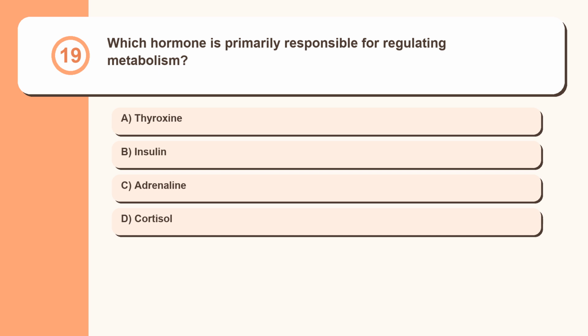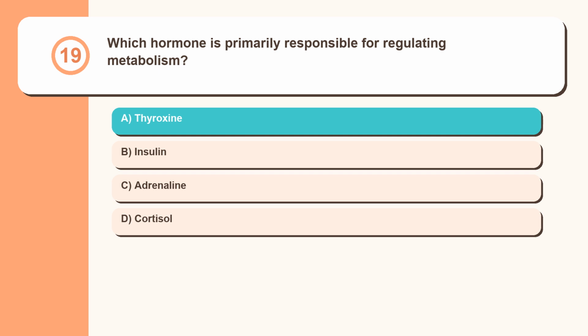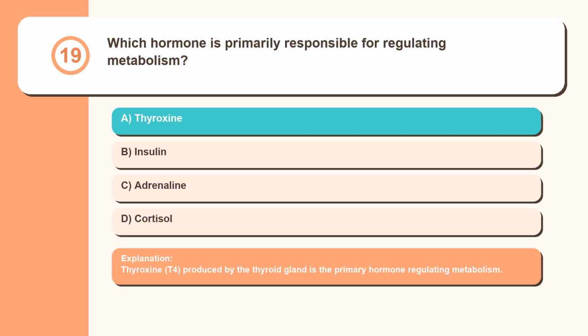Question 19. Which hormone is primarily responsible for regulating metabolism? Thyroxine, insulin, adrenaline, cortisol. Thyroxine, T4, produced by the thyroid gland is the primary hormone regulating metabolism.